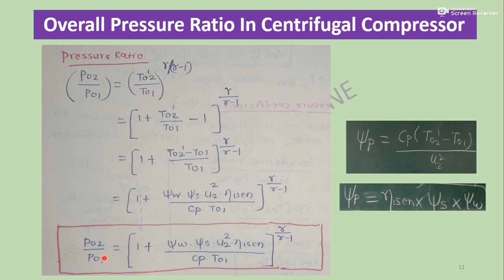So the final equation is P02 upon P01 is equal to the bracket 1 plus psi w into psi s into U2 square into isentropic efficiency divided by Cp into T01, bracket complete, raised to gamma upon gamma minus 1. So this is the final proof or derivation of the overall pressure ratio in a centrifugal compressor.